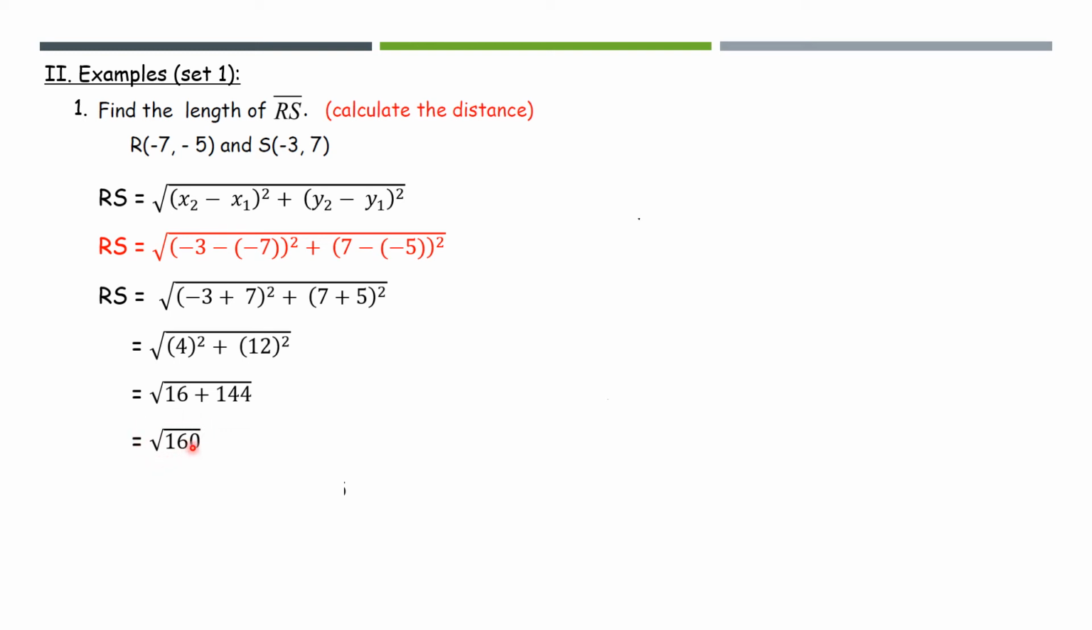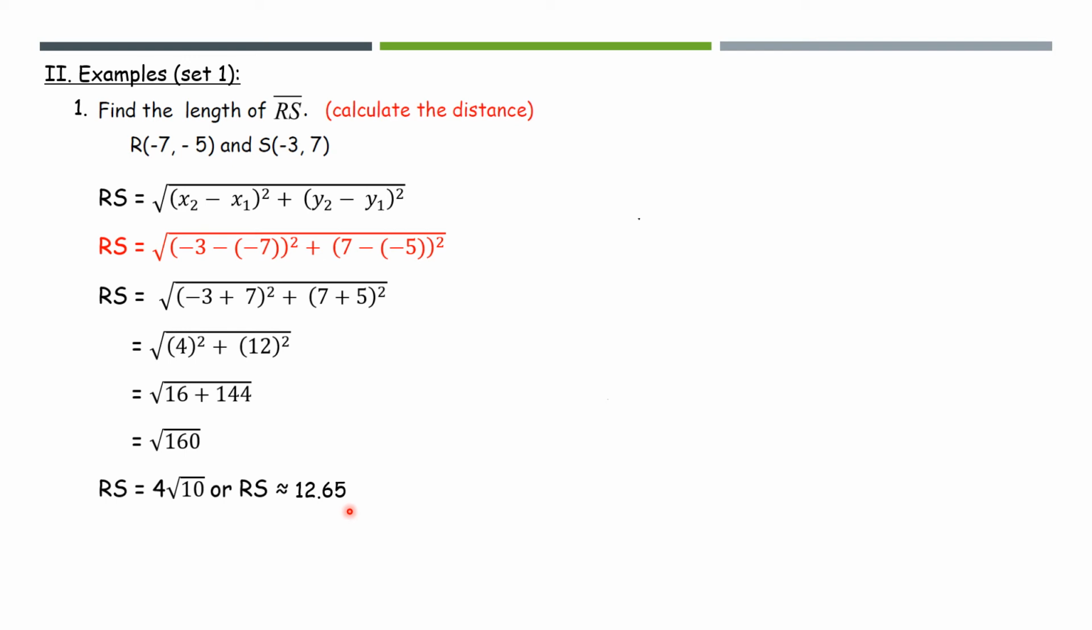Now 160 is not a perfect square. It does have a perfect square in it. It is 16. It's 16 times 10. So I'm either going to simplify it. The square root of 16 is 4. The square root of 10 you can't do anything about. Or I'm going to stick it in a calculator and I'm going to make a decimal out of it. So it's approximately 12.65. Make sure that you always use 2 decimal places.